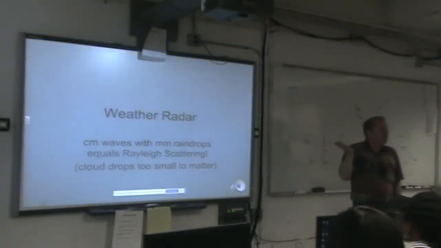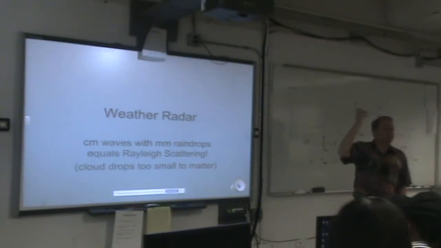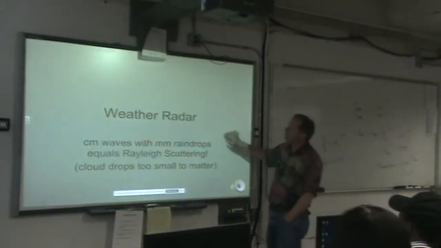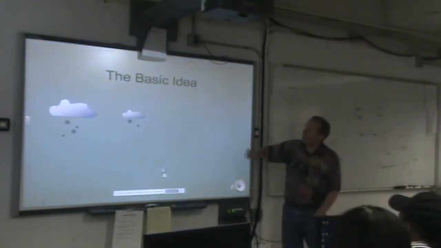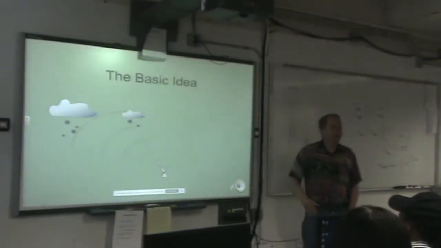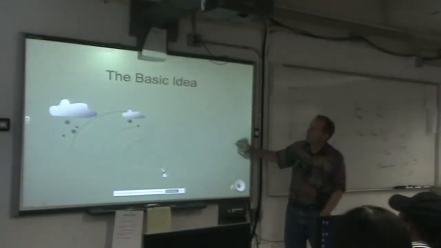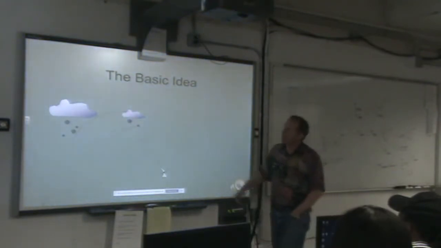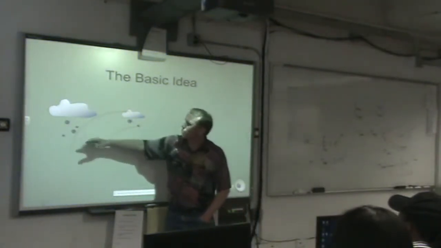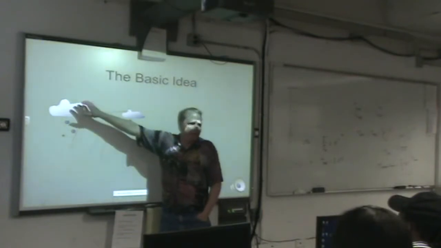Which is only possible if large things scatter much more strongly than small things, compared to the wavelength. So the basics of weather radar is you send out these microwave signals, millimeters, centimeters, and you're going to get stuff reflecting. And notice I have the reflection from the raindrops, because those would be up in the cloud. In fact, most of the reflection you see is still up in the cloud.